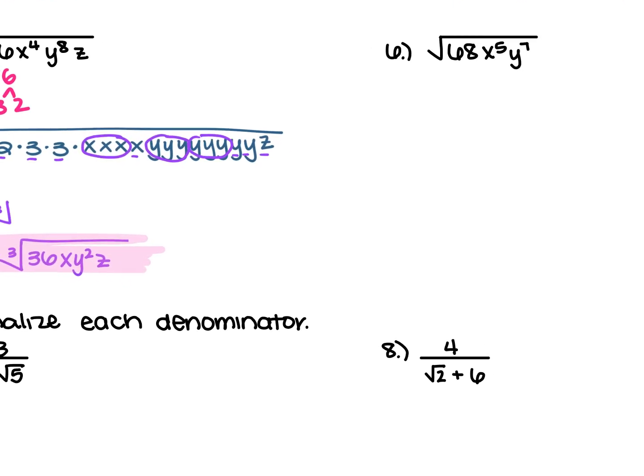For number 6, you have the square root of 68 x to the 5th y to the 7th. That 68 is divisible by 4. We can do 4 and 17. The 4 is 2 and 2. So with this, we have the square root of 2 times 2 times 17. You have 5 x's. You have 7 y's.